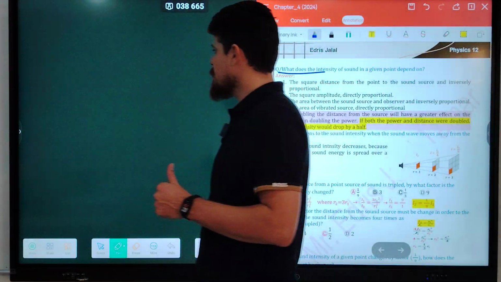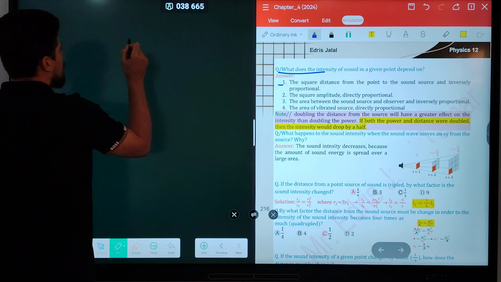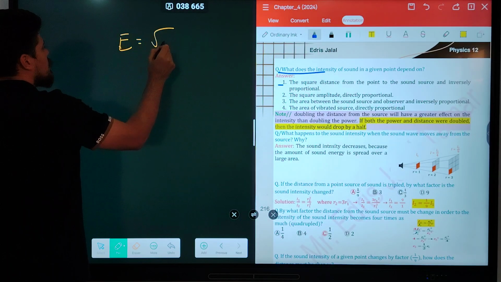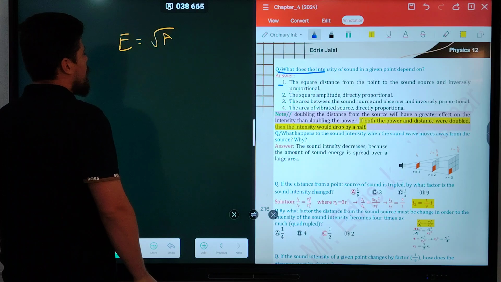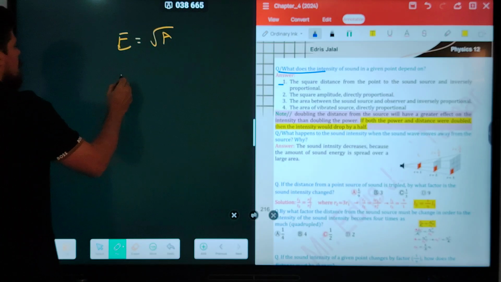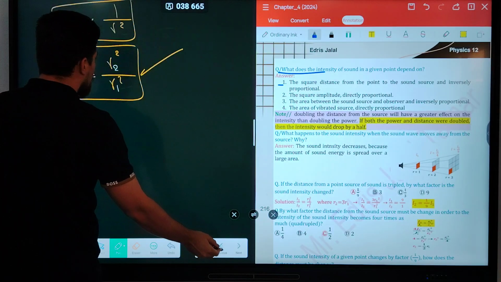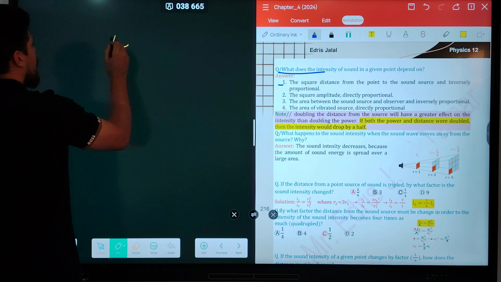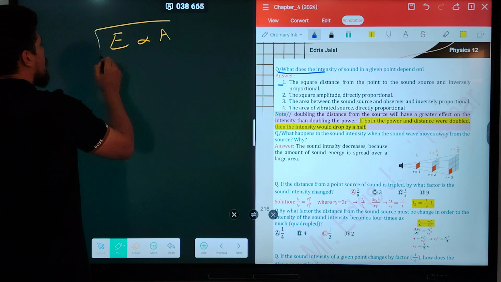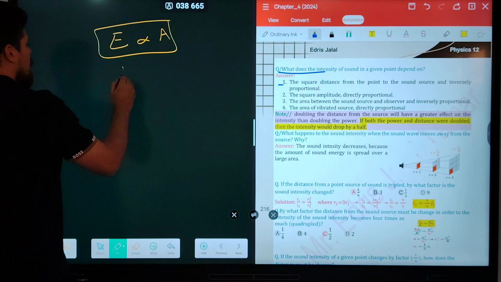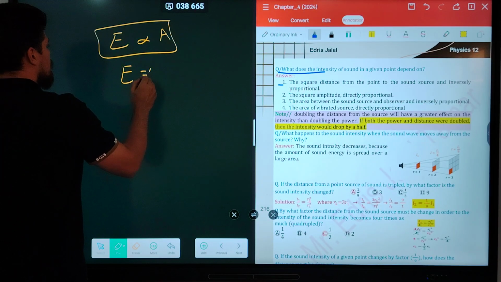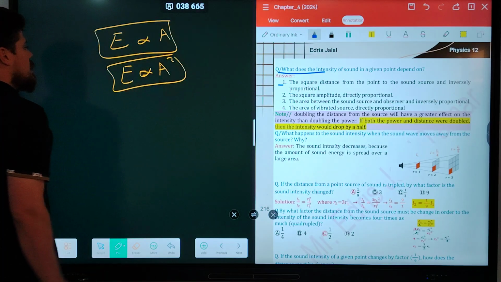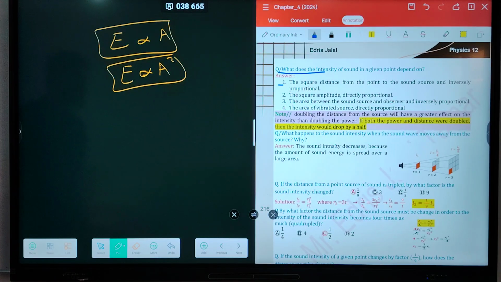Why? Because if you remember, we studied this. What is the relation between energy and amplitude? It is directly proportional. E is directly proportional to the square, not radical, sorry. Energy is directly proportional to the square of amplitude.